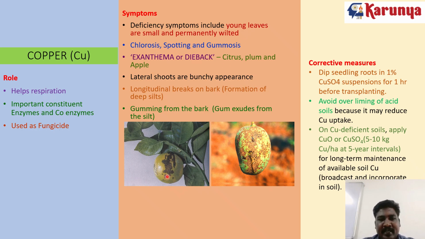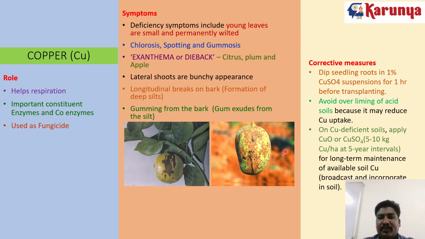You can see some wart-like symptoms on the fruits, and the gummosis on this fruit is due to the copper deficiency. Exanthema or dieback appears in citrus, plum, and apple, and the lateral shoots appear very bunchy. Longitudinal breaks on bark: the bark will get broken, splitting because of this copper deficiency, and gumming.